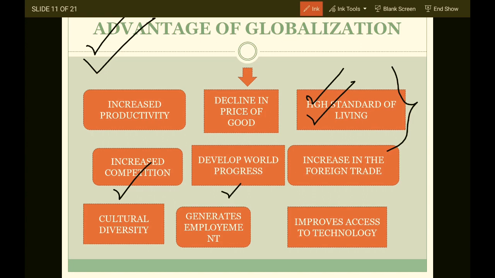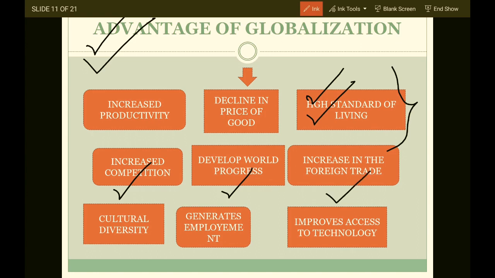Developed world progress, yes, of course the world is developed after globalization. There is an increase in GDP, GNP, and per capita income, and the standard of living of the people is increasing. We are consuming products which are technologically sound, and we can consume products manufactured anywhere around the globe. This is a very good point of globalization.